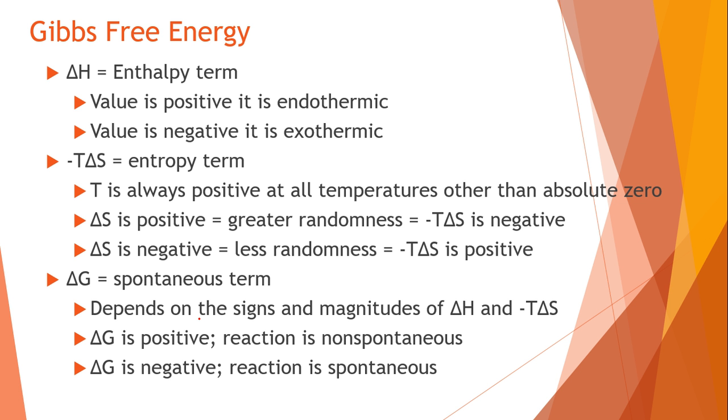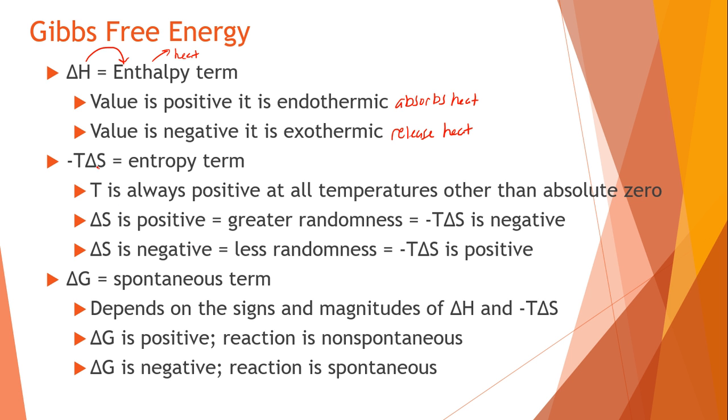This slide summarizes everything that we've been learning, not only last chapter, but this one as well. For example, delta H is the enthalpy term. Again, remember this is your heat. If the value is positive, it tells us that our reaction is endothermic, or in other words, absorbs heat or energy. If it is negative, that tells me it's exothermic, and this is going to release heat or energy.